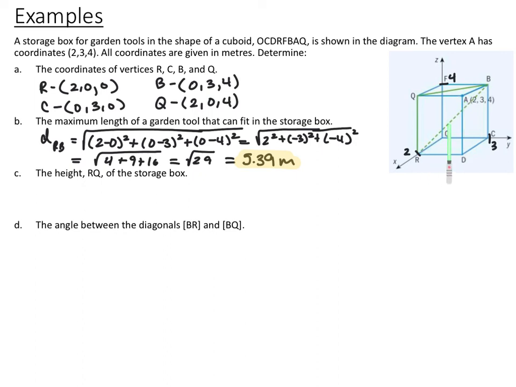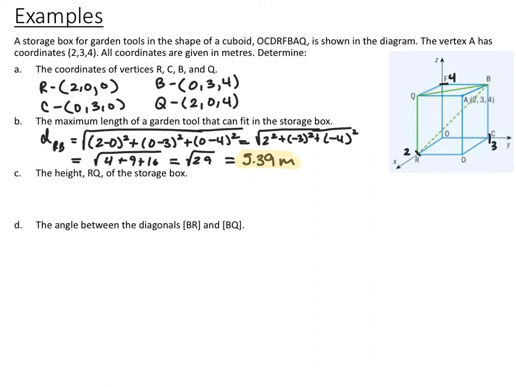So if you want to find length, that's distance formula. So we want to find the distance between vertex R and vertex B. So we're looking at R, which is 2, 0, 0, and B, which is 0, 3, 4. So I have the square root of 2 minus 0 quantity squared plus 0 minus 3 quantity squared plus 0 minus 4 quantity squared, which ends up being the square root of 4 plus 9 plus 16, which is the square root of 29. Rounded to 3 significant figures, that would be 5.39 meters.